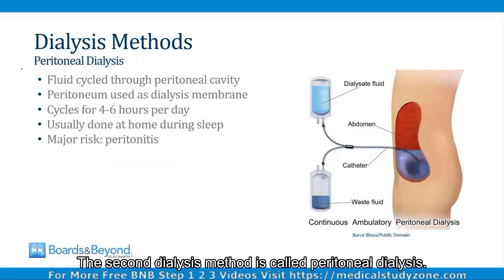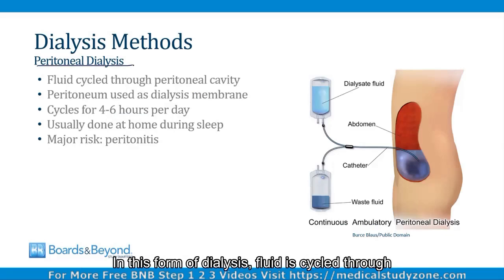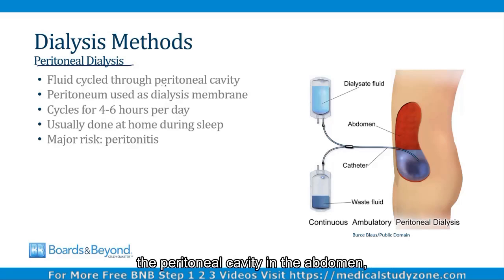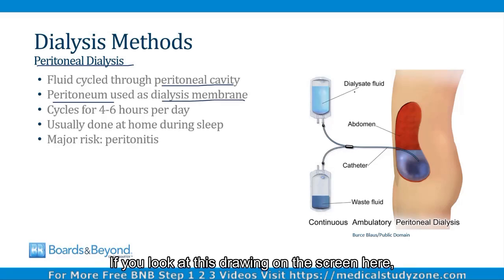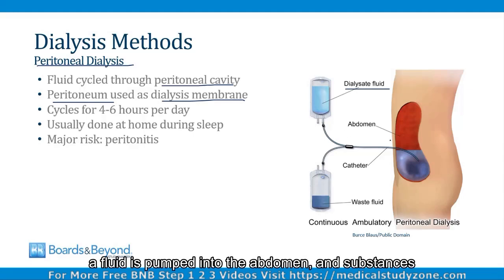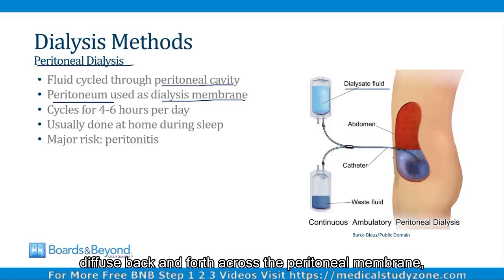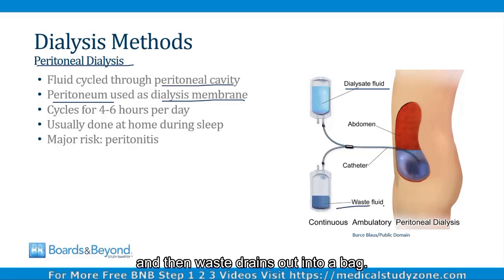Second dialysis method is called peritoneal dialysis. In this form of dialysis, fluid is cycled through the peritoneal cavity in the abdomen, and the peritoneum is used as a dialysis membrane. If you look at this drawing on the screen here, a fluid is pumped into the abdomen and substances diffuse back and forth across the peritoneal membrane, and then waste drains out into a bag.